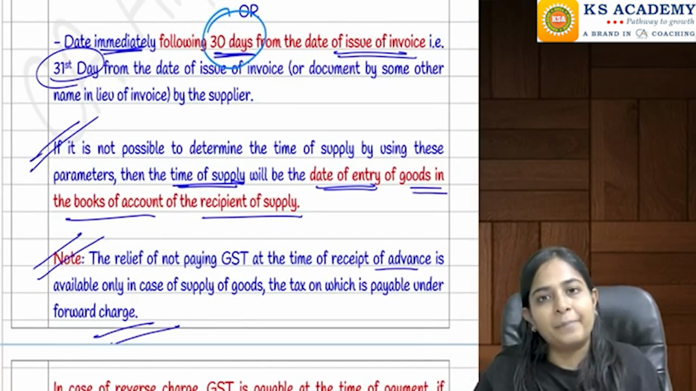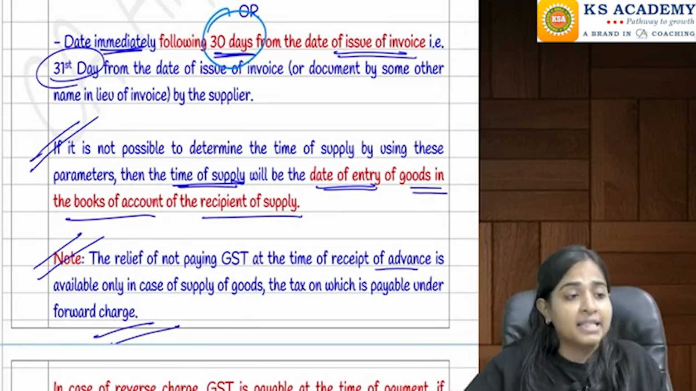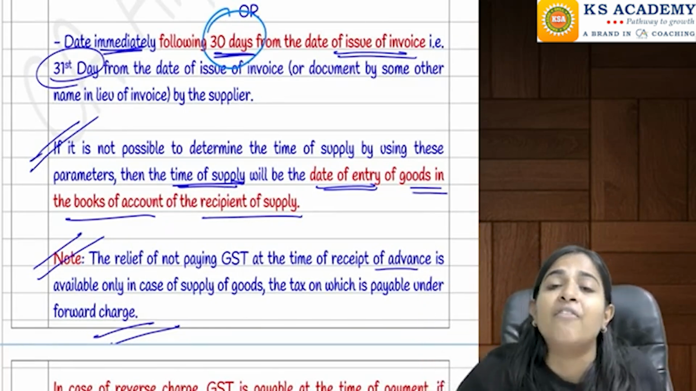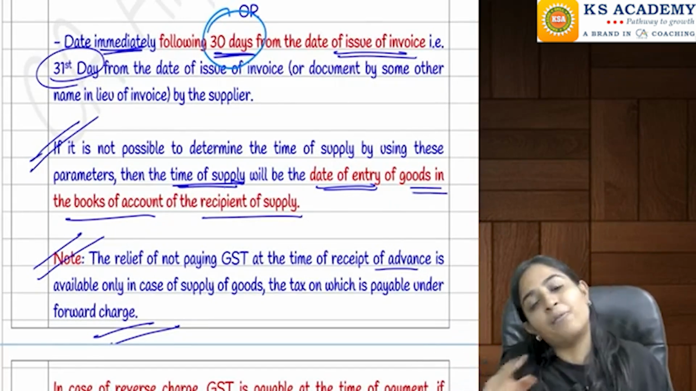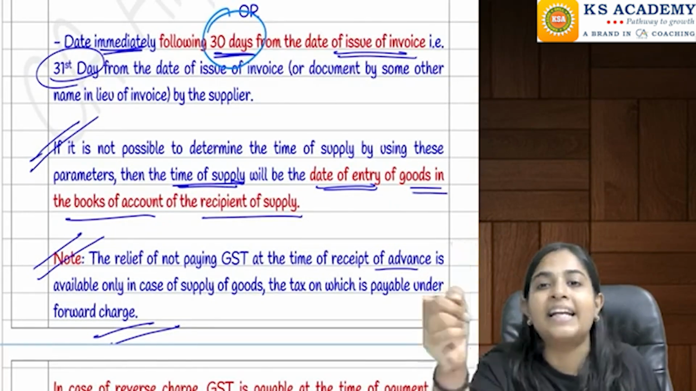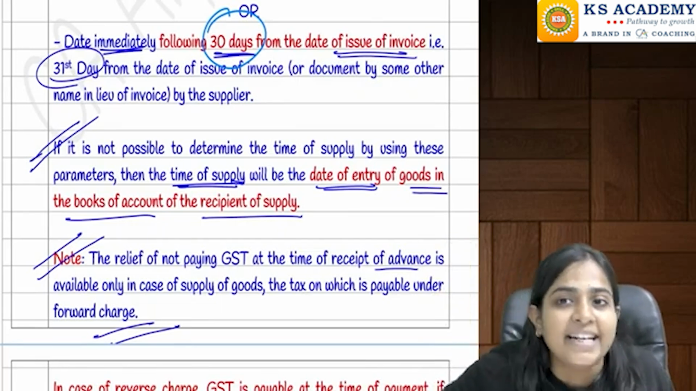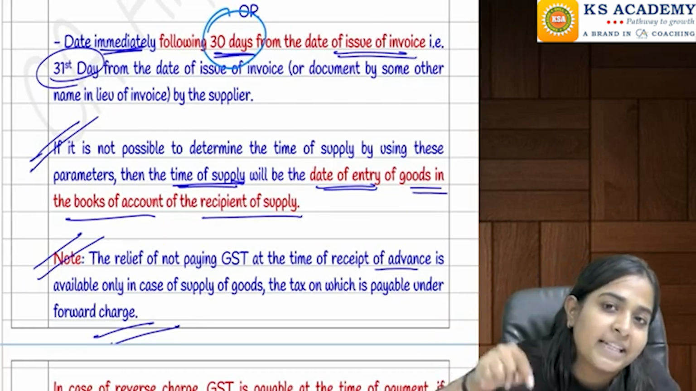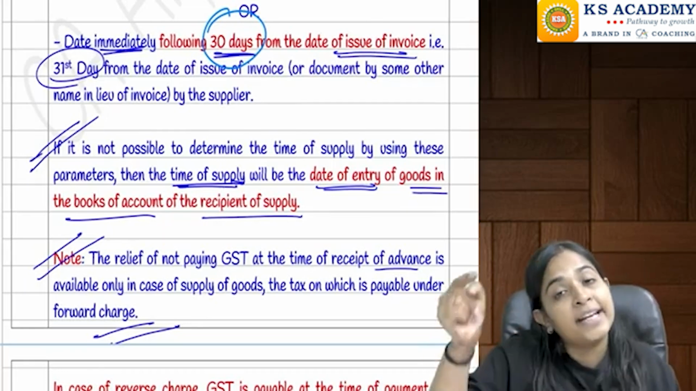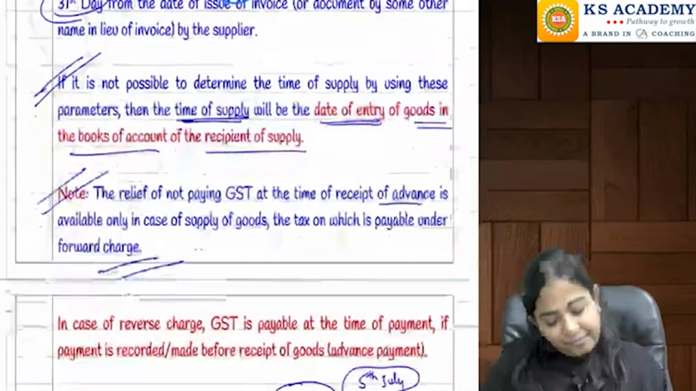Okay, another thing. I am asking you a question, try to give me the answer. What if you have received the advance money in case of goods under reverse charge? Then in that case, time of supply will attract at the time of receipt of advance payment also, because we had already studied that the benefit of not paying GST on advance money is available in case of goods, and that too in case of forward charge. Very clear with this? Okay.